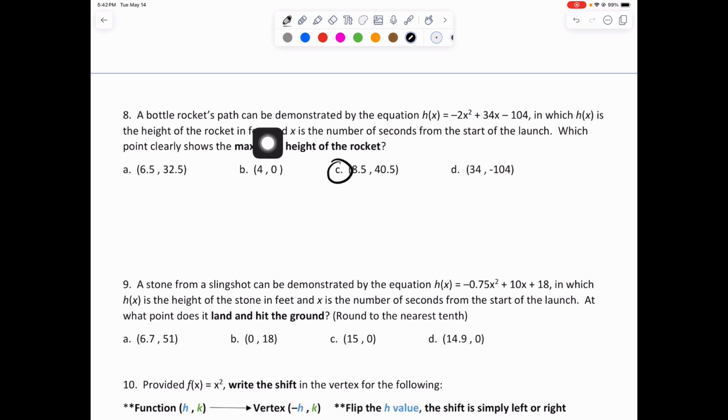All right, a bottle rocket's path can be demonstrated by the equation h of x equals -2x² plus 34x minus 104, in which h of x is the height of the rocket in feet and x is the number of seconds from the start of the launch. Which point clearly shows the maximum height of the rocket? I'm sorry that I did not read it aloud. For these word problems, you will have to read them because we need to determine what point it's actually looking for on our parabola. If we're looking for the maximum height, we're looking for the vertex. So if I'm a student taking tests and I'm looking for maximum height, I'm just going to put a little star and write vertex. And then we will circle our answer.